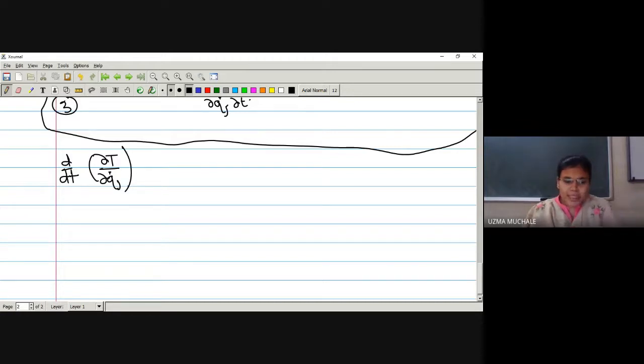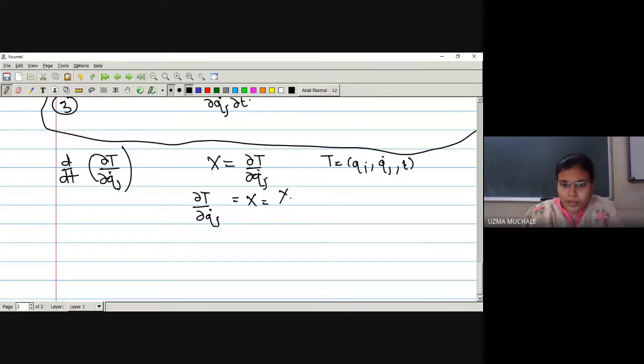To simplify, we'll rename x equal to ∂T by ∂qj dot. What is T? T is a function of qj dot and t, so x will also be a function of qj dot and t, correct? Just like the example of f equal to x by t square.